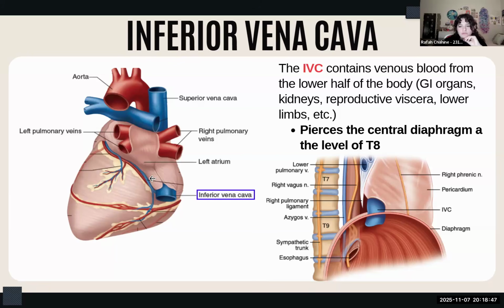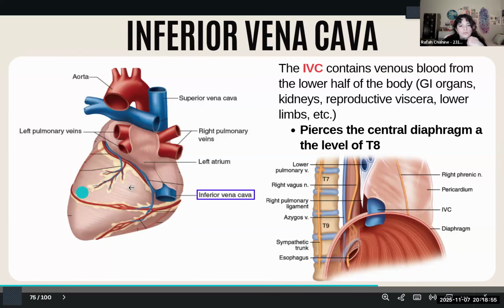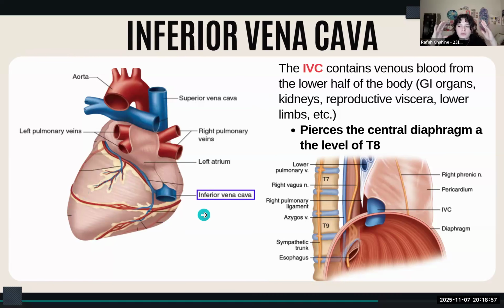Okay. Now we're gonna move on to the inferior vena cava. We talked about the superior. This is the inferior vena cava. This is a posterior view of the heart. Where does it drain blood from? Everything under the thorax, the abdominal cavity, pelvic cavity, lower limbs, everything there drains into the IVC. The IVC pierces the diaphragm at the level of T8.